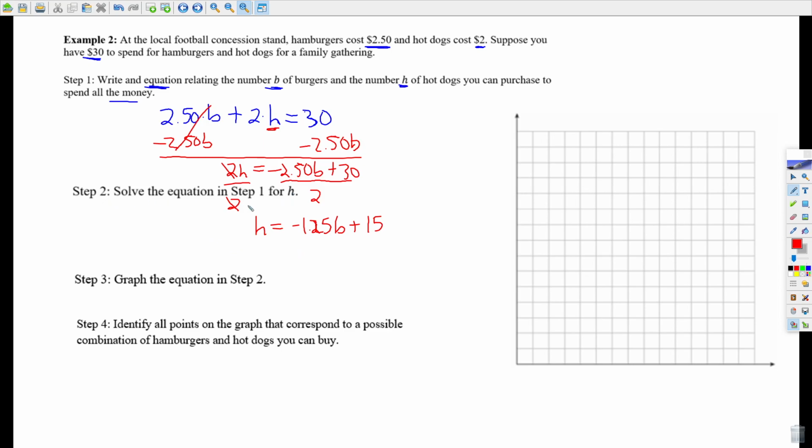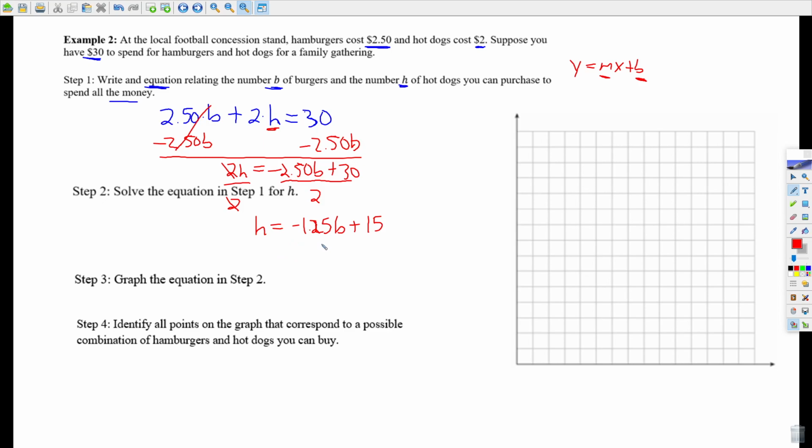So that's step 2. We solved this for H. And the whole point of doing this really is so that we can get to step 3. We want to graph this equation. If you look at the original one that's in blue up here, it's not really obvious how to graph this. What we do know how to graph is the good old y equals mx plus b, right? We know that this is your starting point, this is your slope. So if we have it written in this form, even though we're using h and b, it should still work out to graph it.